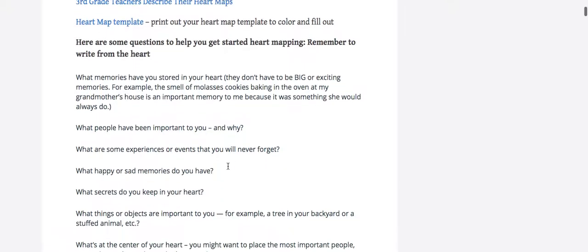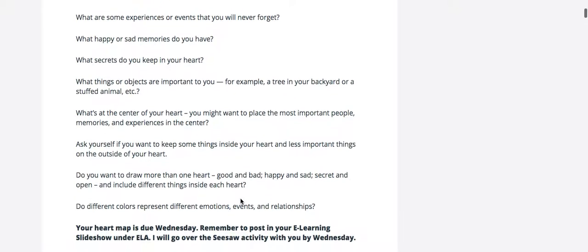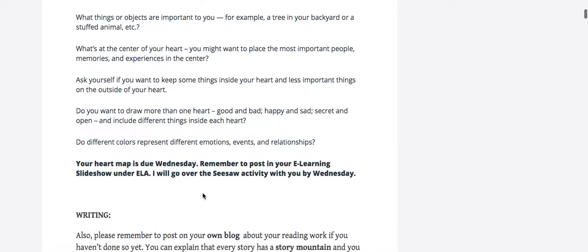I also wanted to include some questions. Let's say you're still stuck on what to put in your heart map. Remember, you're writing from your heart, but here are some other questions that can guide you if you're really stuck. So read through them and see if any of them really speak to your heart.